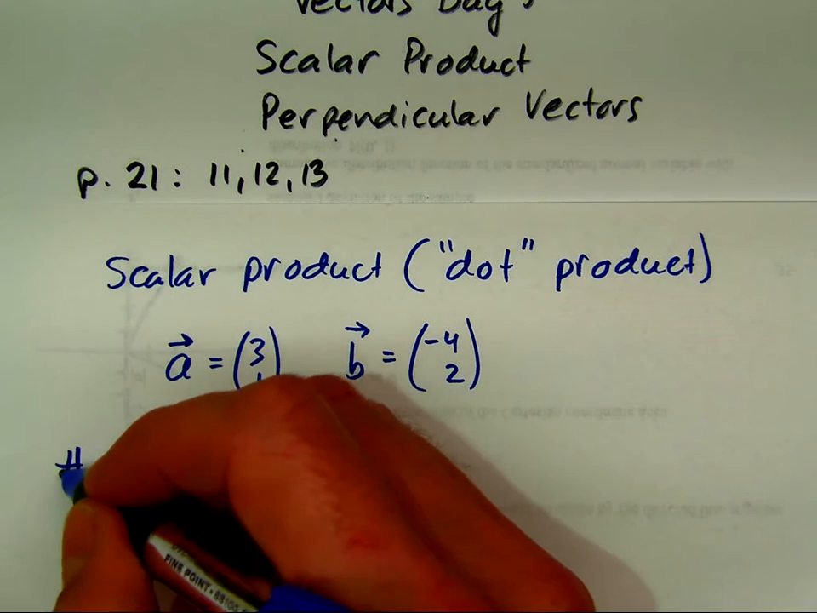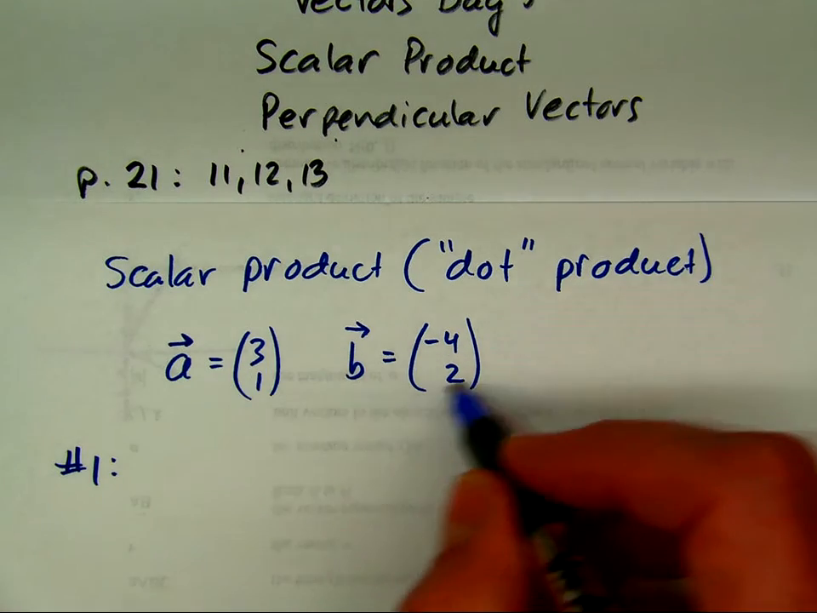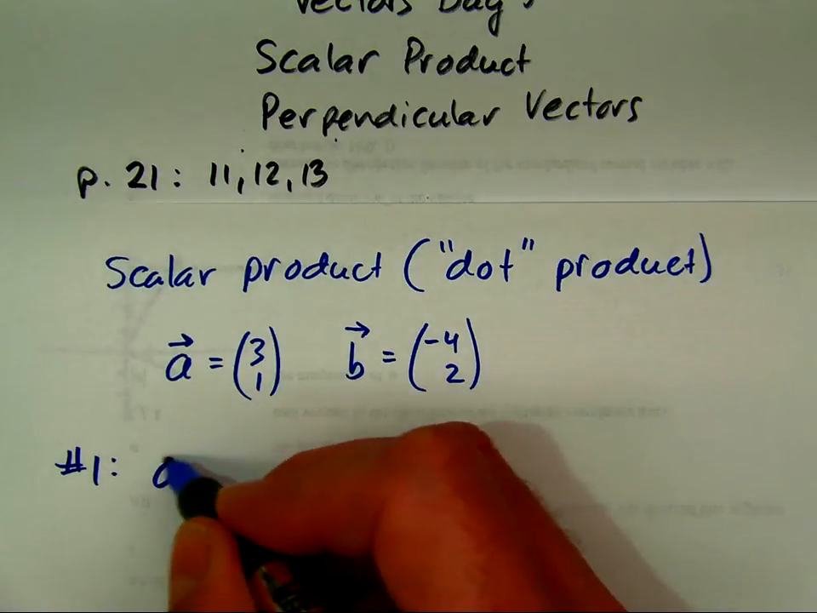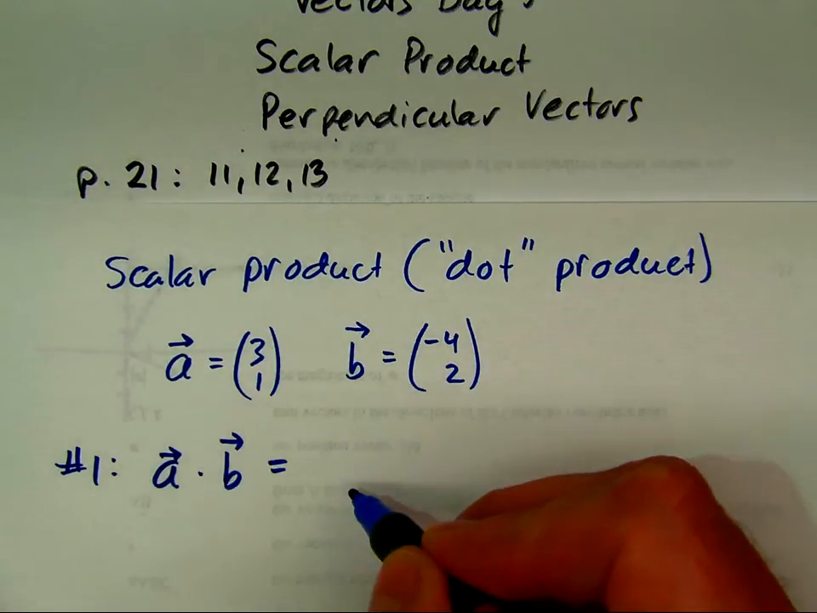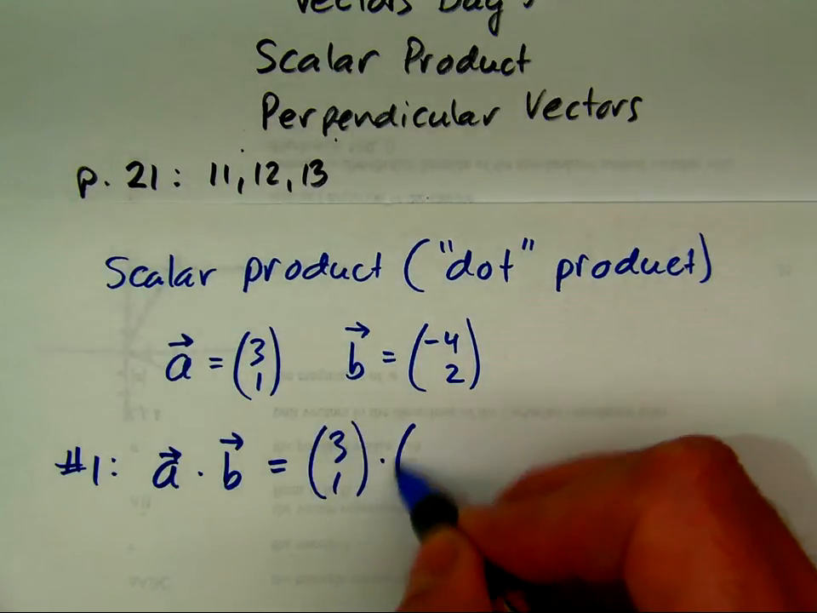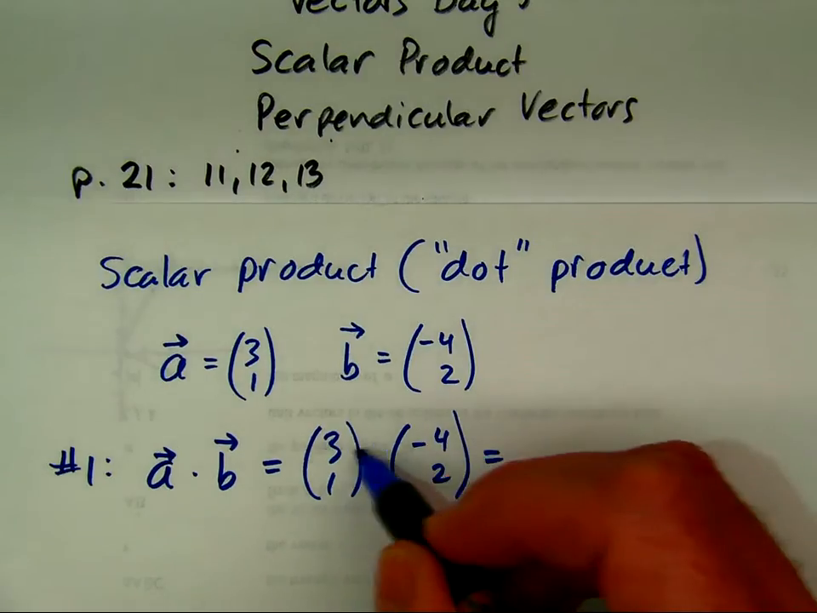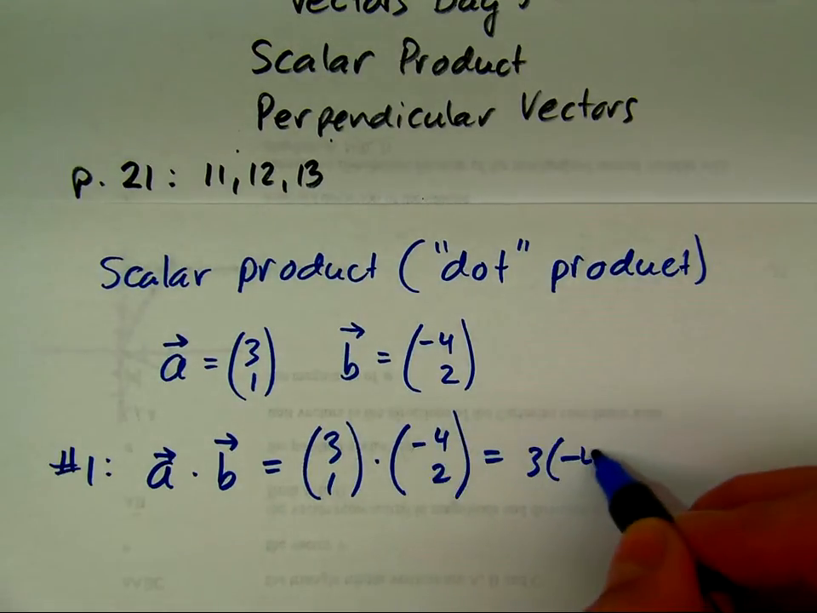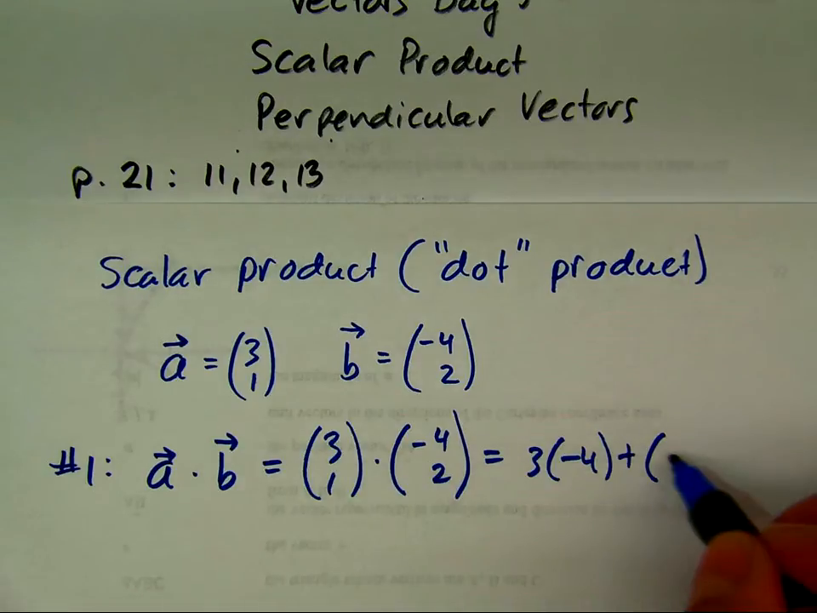We have one way of calculating the dot product. If we know the vectors, then that's the symbol for the dot product or scalar product. And we just multiply the corresponding components and then add: 1 times 2.